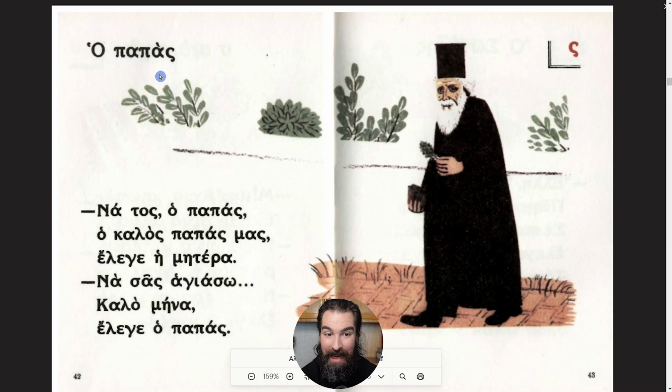Ο παπάς, the priest. Νάτος ο παπάς, ο καλός παπάς μας, έλεγε η μητέρα. Να σας αγιάσω, καλό μήνα, έλεγε ο παπάς.